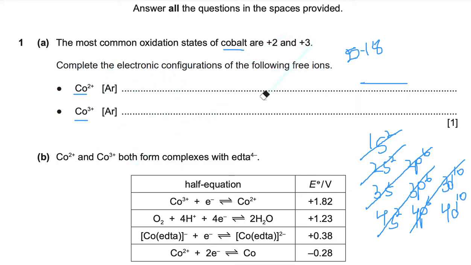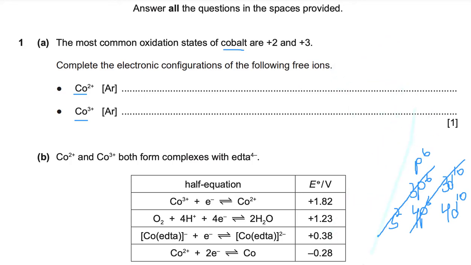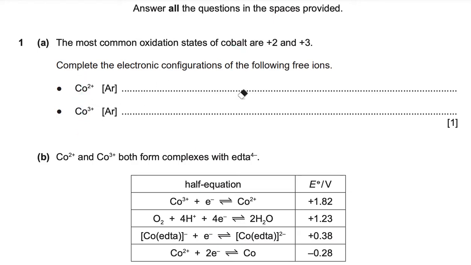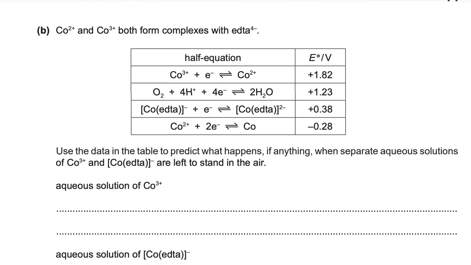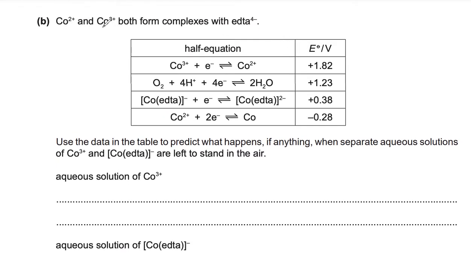Okay, now coming on to the next question, which says, okay, how do I move downwards? Okay, yes. Over here it says Co+2 and Co+3 both form complexes with EDTA4-. Okay, so this is EDTA.